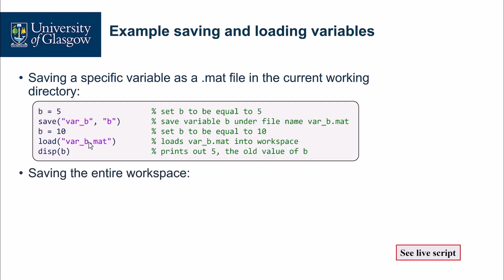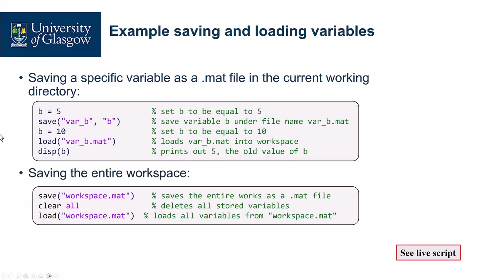Then you can save the entire workspace. You can save it as workspace.mat. The entire workspace will be saved, and you can clear all the variables. If you want to clear the workspace, you can say clear all, or you just say clear. By default, all the variables will be cleared. And you can load this, load workspace.mat, so all the variables will be loaded back. For more details, you can see the live script.